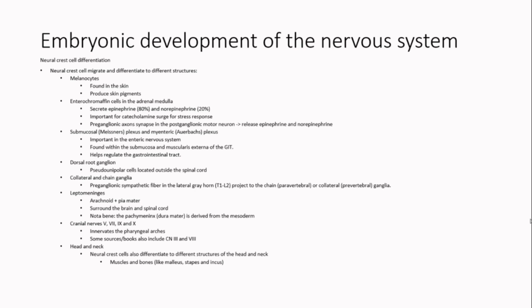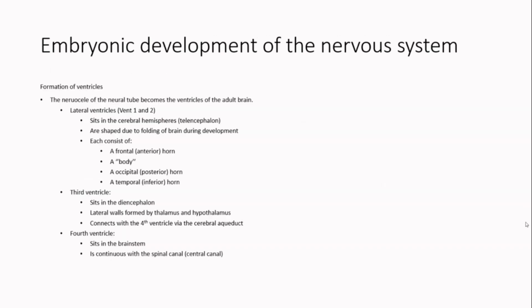Then also some cranial nerves like 5, 7, 9, and 10, which will innervate the pharyngeal arches. We're going to talk about it more when we talk about the modalities, and some structures of the head and neck, like muscles and bones.